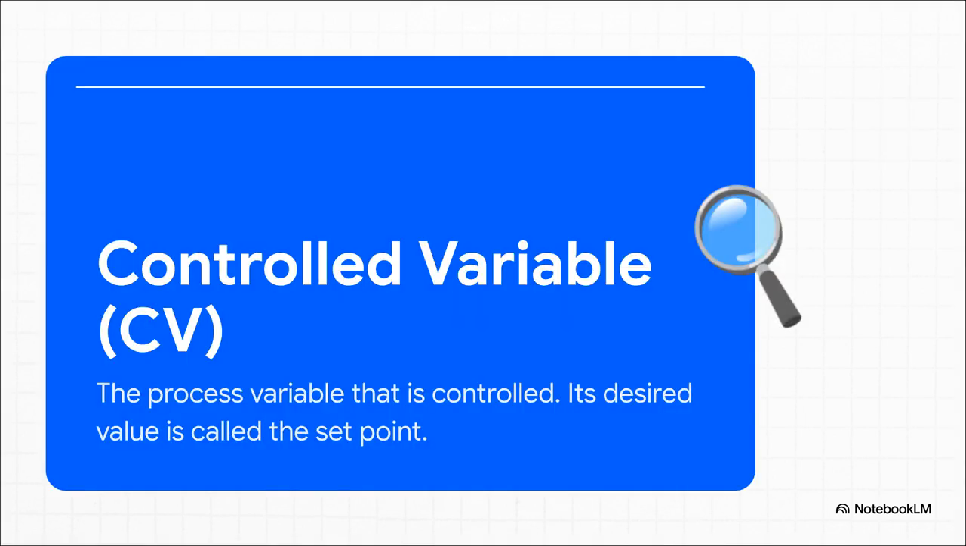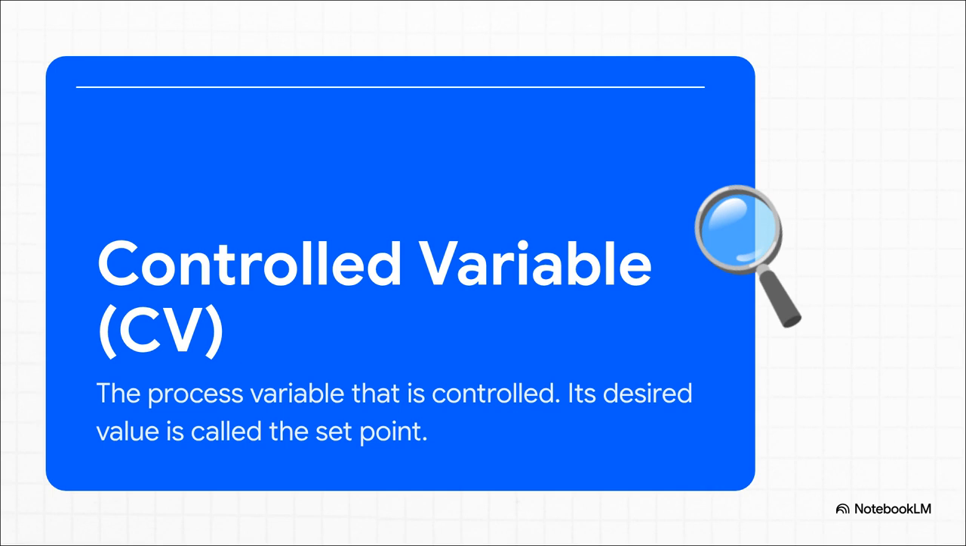First, we have the controlled variable, or CV for short. This is your main goal. It's the one thing you're trying to keep locked on to a specific target, what we call a set point. Just think about the thermostat in your house. The temperature you set it to, that's your controlled variable.